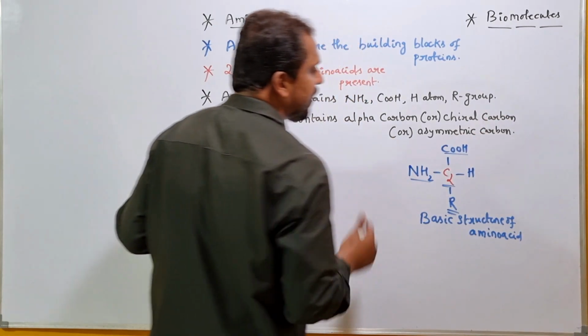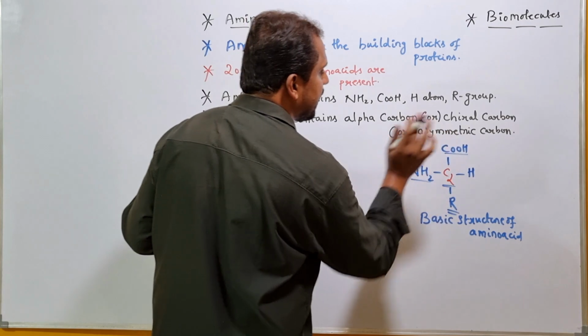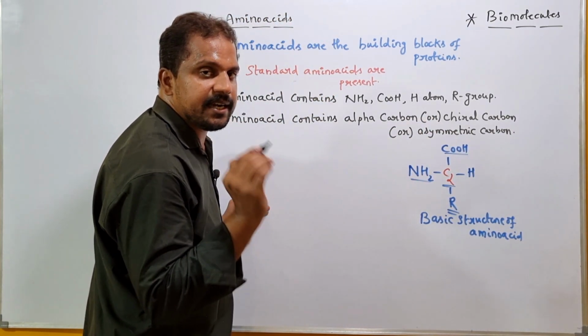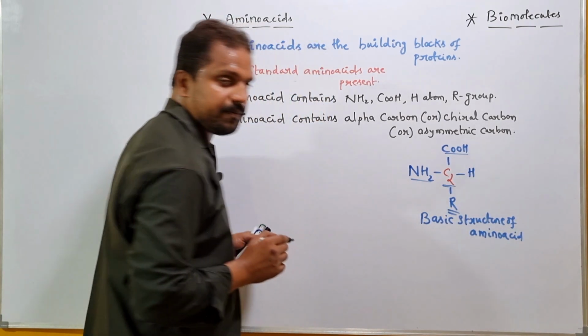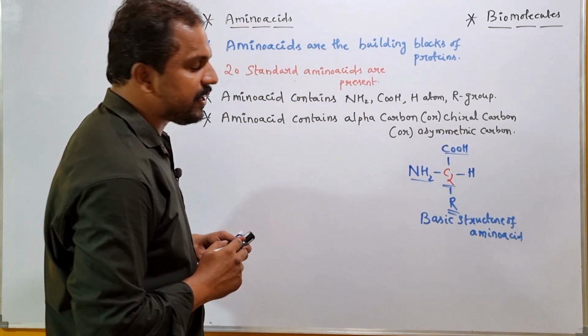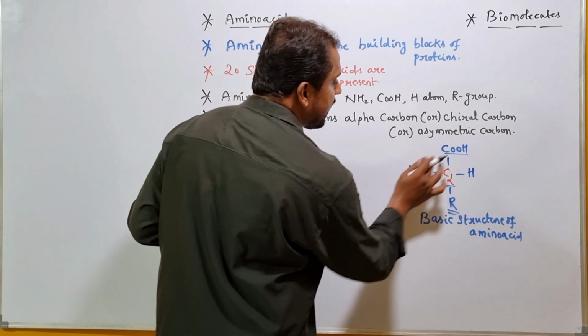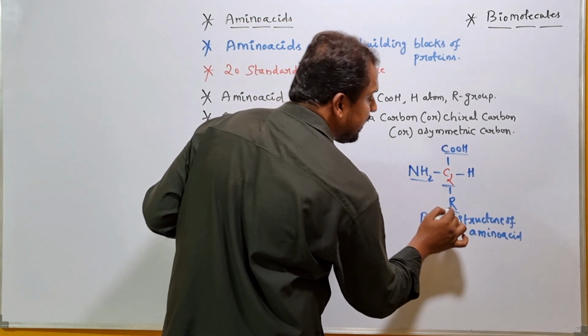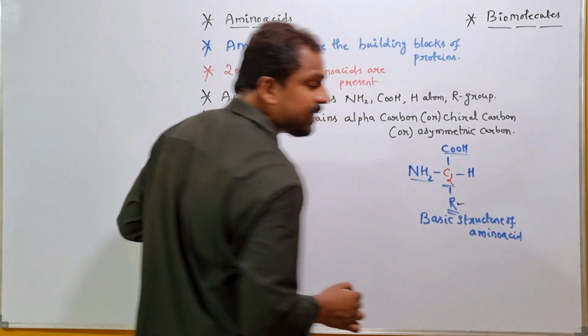So nearly in case of all the amino acids, the amino group and as well as the carboxyl group remains similar. But the variation occurs only in case of the R group. Is it clear? In case of all the 20 amino acids, the amino group and as well as the carboxyl group, that means the functional groups, remain similar. But the variation occurs only in case of the R group.